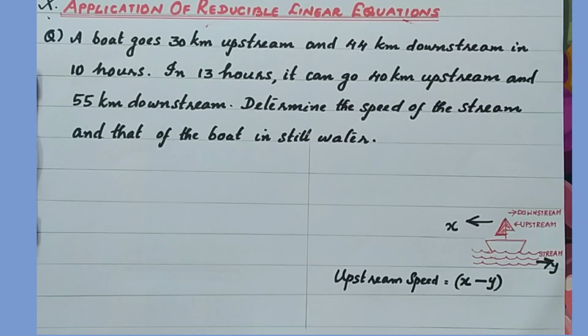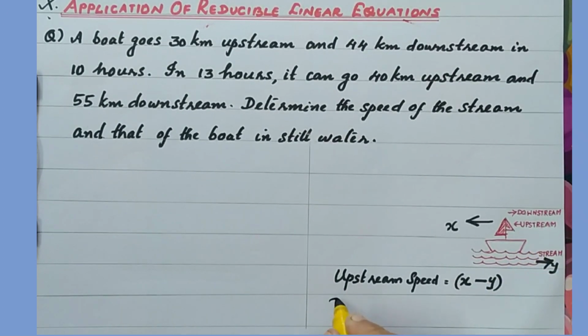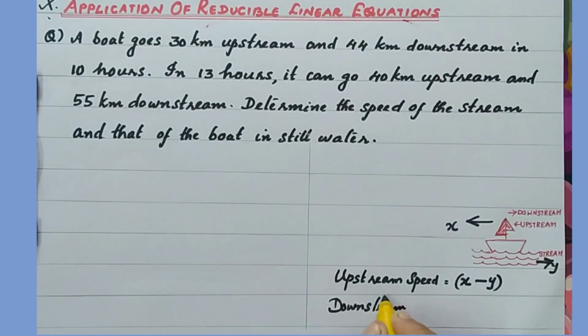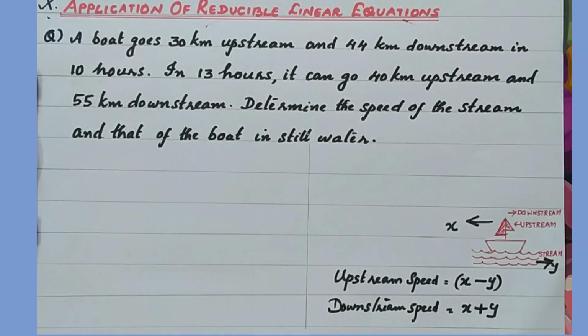And the same way, downstream means the flow of the boat along with the flow of stream. So, downstream means the flow along with the current or along with the stream or along with the river. In such a case, remember, the downstream speed will be add up. Add up means the speed of the boat plus the speed of the stream. So, these 2 points you need to understand.